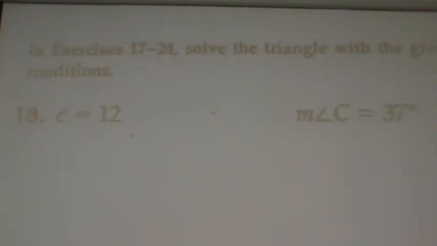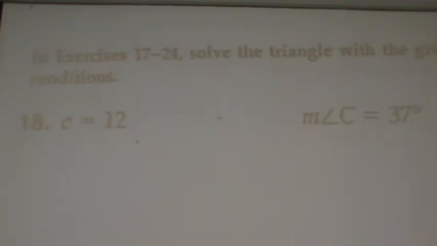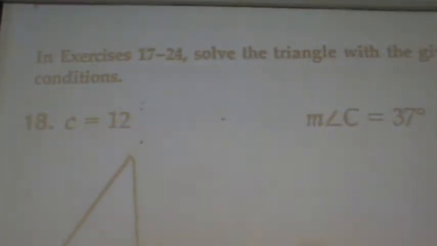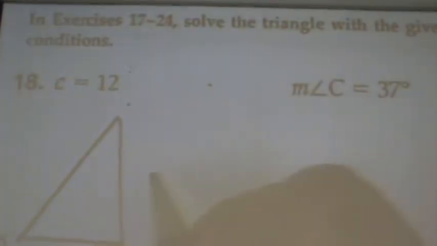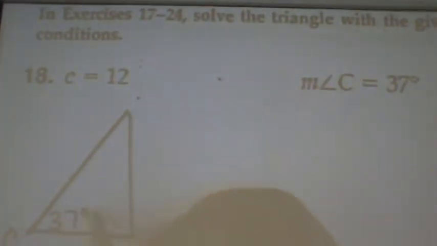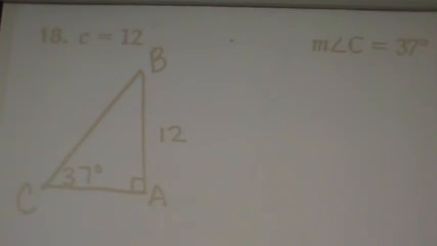Let's do 18, let's finish this page right here. Might as well. Solve the triangle with the given conditions. So draw a triangle. Okay, so angle C, this is the information, is 37 degrees, and side C is 12. They're asking you to solve the entire triangle. So let's call this B, and we can call this A. You can name your triangle however you want.